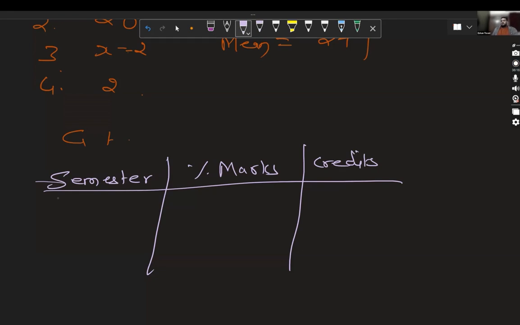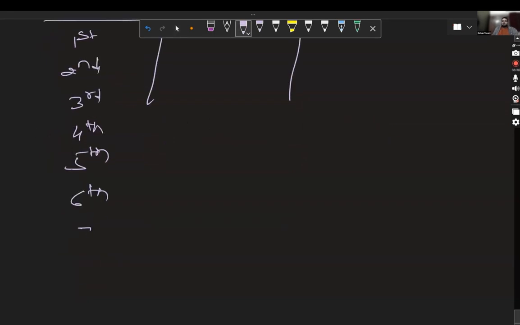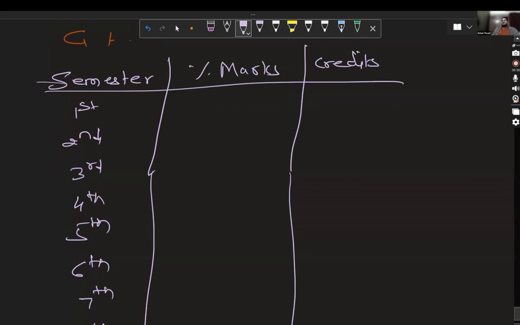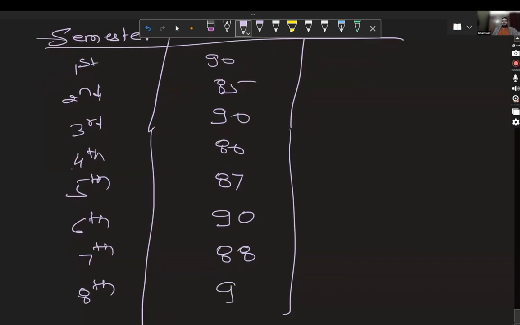So for example, I did engineering. In engineering, let's say there are 8 semesters: first, second, third, fourth, fifth, sixth, seventh, eighth. Then let's say I got percentage. First semester I got 90% marks. In second semester I got 85. In the third semester again I got 90. In the fourth semester I did not study, so I got 80% marks. In fifth semester I got 87% marks. Then in the sixth semester I got, let's say, 90. Seventh I got 88, and in the eighth semester I got 92.